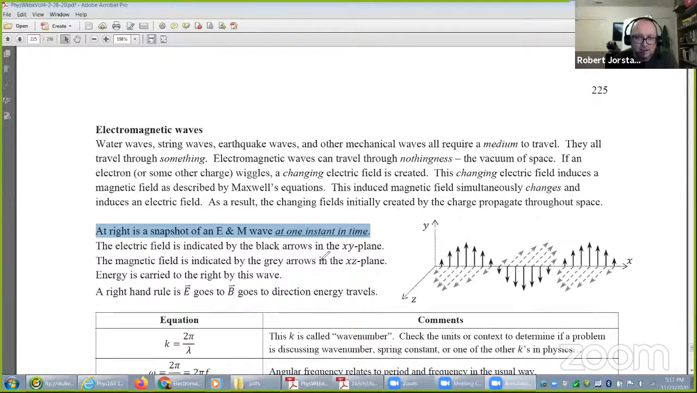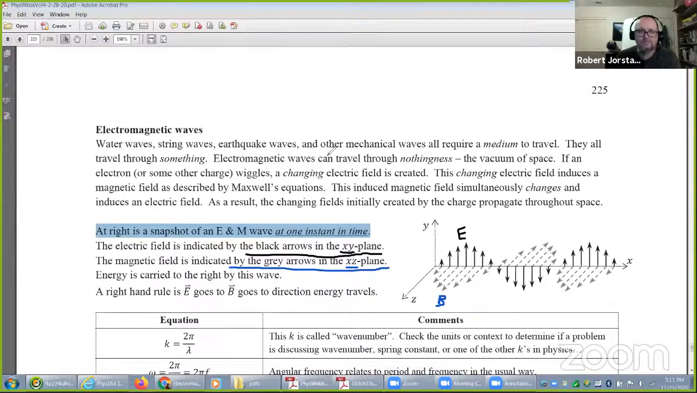these black arrows are in the XY plane, and that's the electric field. And then this is the B field here, the dotted gray arrows. Those gray arrows are supposed to be the B field. Again, they're in the XZ plane versus the black arrows in the XY plane.